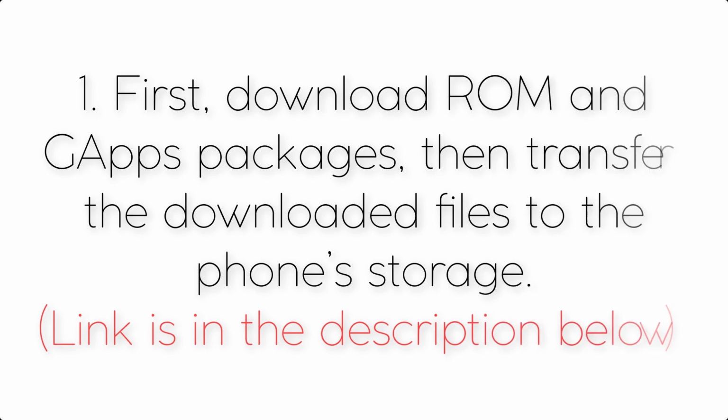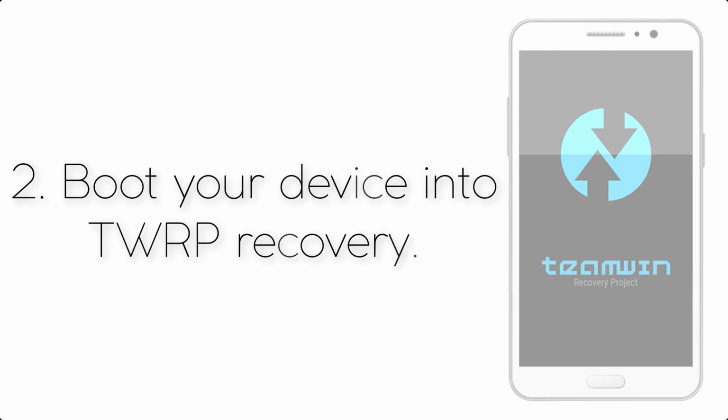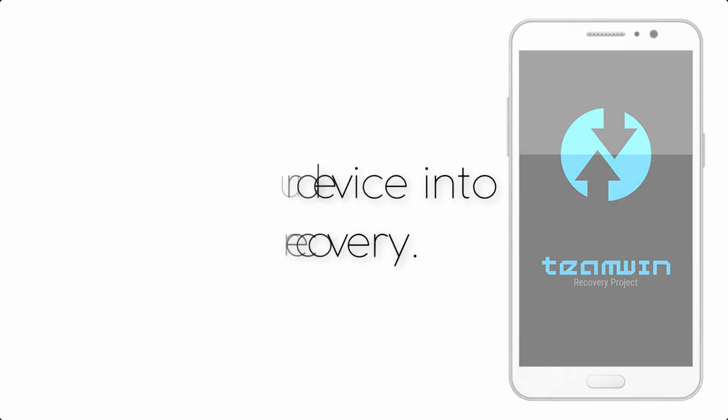Step 1. First download ROM and GApps file, then transfer the downloaded files to the phone storage. Link is available in the description below. Step 2. Boot your device into TWRP recovery.